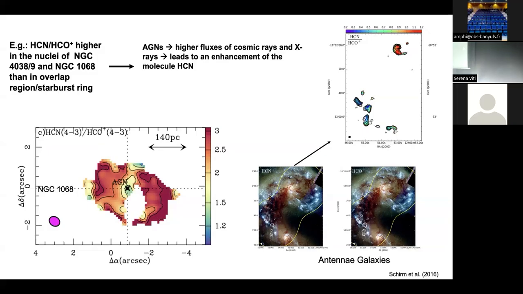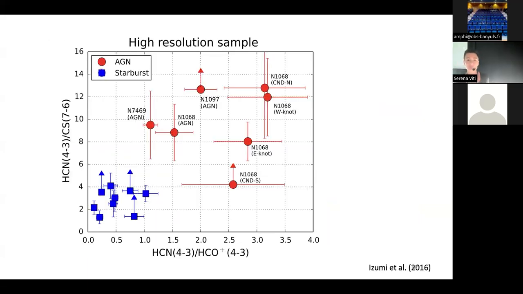So the conclusion from studies like this was that this is tracing AGNs because the high fluxes of cosmic rays and X-rays lead to an enhancement of the molecule HCN compared to the HCO+. So often this ratio is used as a proxy or as a tracer of AGN.